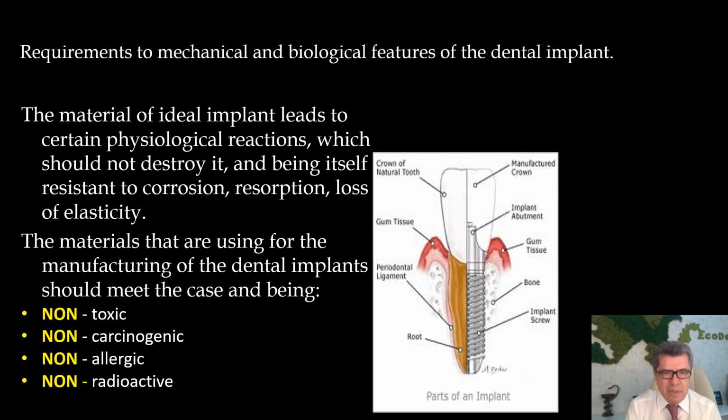We have requirements for the mechanical and biological features of dental implants. The material of an ideal implant should not create a physiological reaction which could destroy it, and should itself be resistant to corrosion, resorption, and elasticity. The material used for manufacturing the dental implant should also be non-toxic, non-carcinogenic, non-allergic, and non-radioactive.